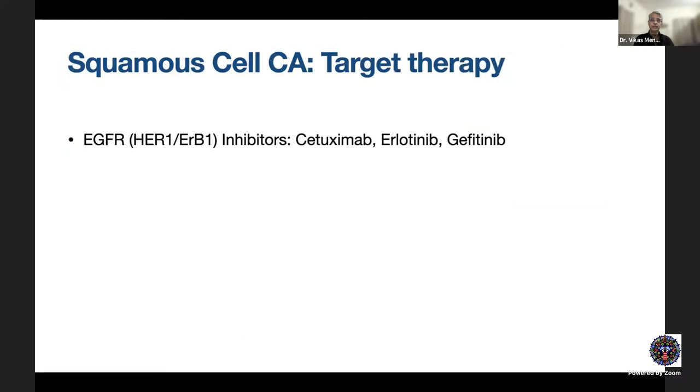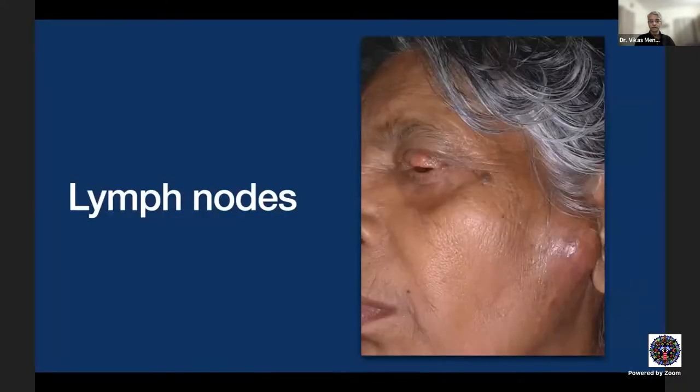And some other molecules, targeted therapies are being investigated and coming up for squamous cell carcinoma as well, but nothing solid which we can use in our practice routinely so far. We're still waiting for something like that. Hopefully in the next few years, we'll get many more molecules and a combination of chemo surgery like we do for many of the orbital tumors. So something more will come up for eyelid tumors as well, and we'll have more options and more economically cost-effective options. Last section is devoted to lymph nodes.